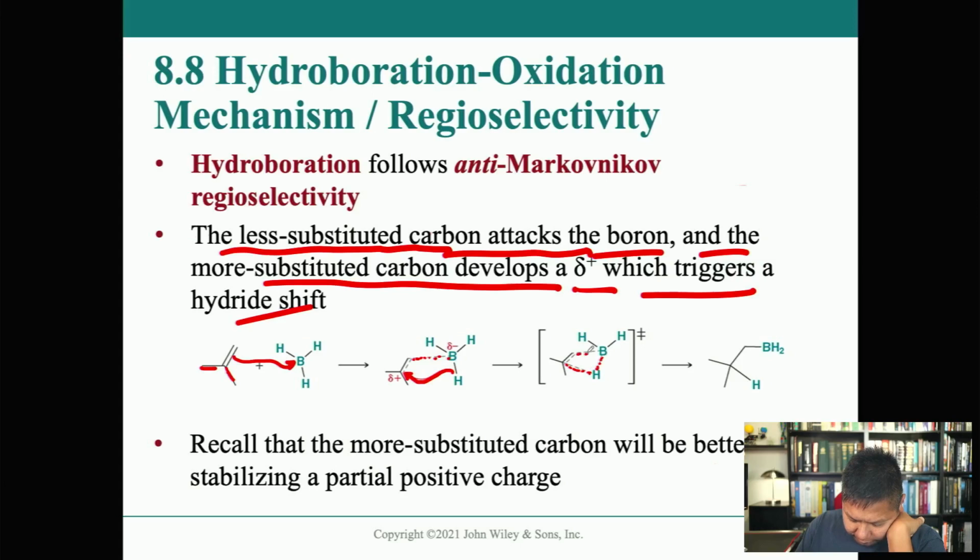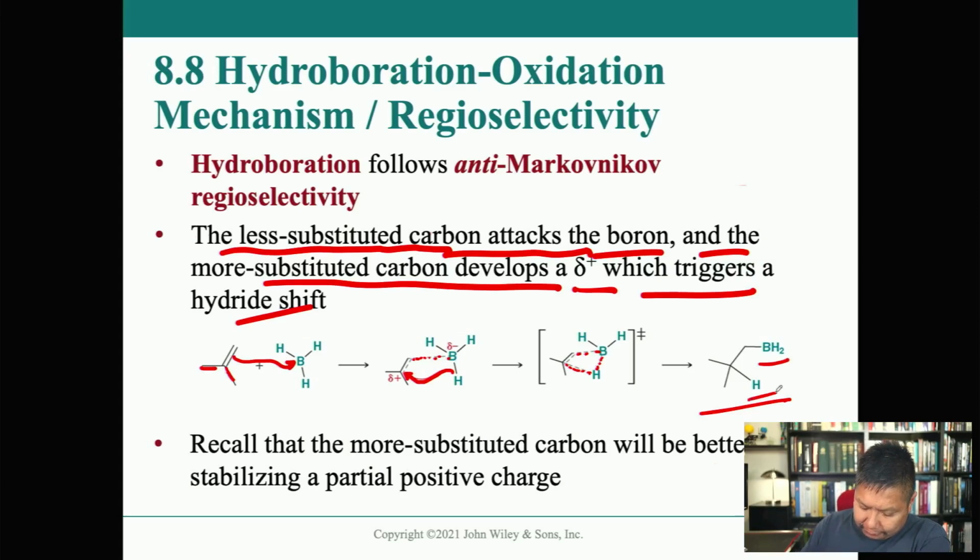So you get a transition state, right, where there's association between the carbocation and the hydrogen, and the boron still associating with what used to be the double bond, right? And then we get our product, which is the boron dihydride, right, attached to what used to be the alkene, but now is an alkyl.